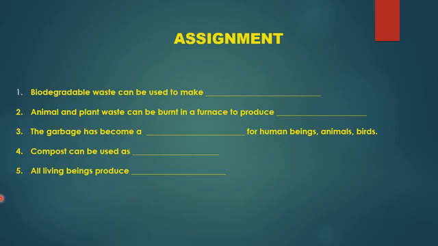Now, see the assignment, children. First one, biodegradable waste can be used to make dash. Second one, animal and plant waste can be burnt in a furnace to produce dash. Third one, the garbage has become a dash for human beings, animals, birds. Fourth one, compost can be used as dash. Fifth one, all living beings produce dash.